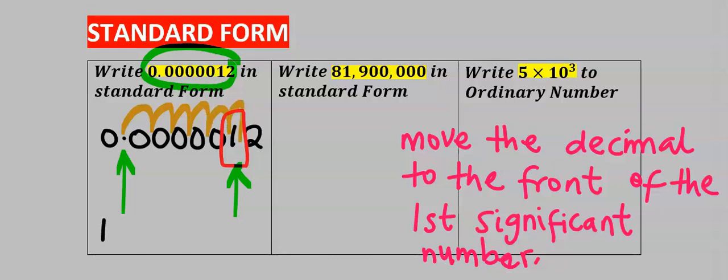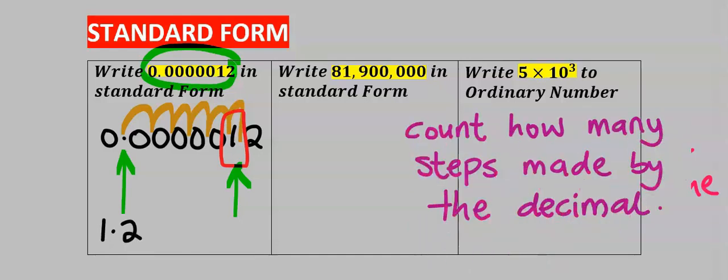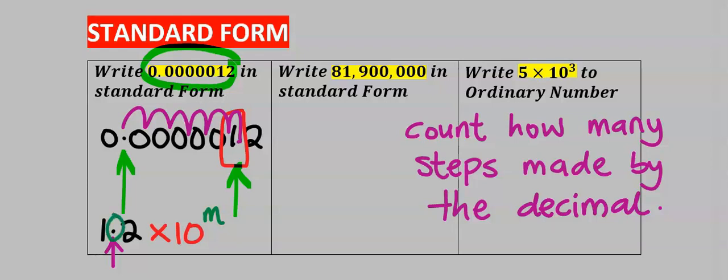And we're going to have 1.2. Next, count how many steps made by the decimal, which is 1, 2, 3, 4, 5, 6, to generate this 1.2. I will multiply 1.2 with 10. Next, I will consider how many steps the decimal made to move to this position, which is 6.